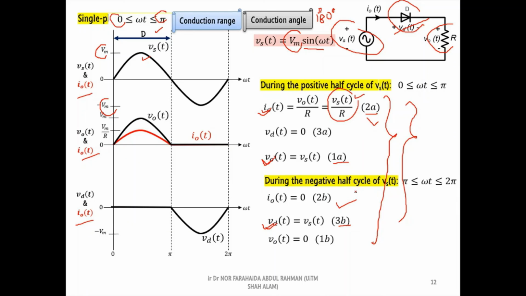To complete the current waveform of the AC source and the diode, we need to refer to the single-phase half-wave rectifier circuit. Based on the circuit, we can see that there is only one current pathway existed. Because of that, this output current is also the supply current and the diode current.